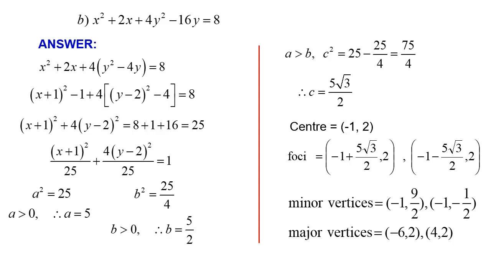K is 2. So 2 minus 5 over 2, and the other one, 2 plus 5 over 2. So we got -1 over 2 and 9 over 2. Okay, so this is for the minor vertices. Right, so for major vertices, the change here is x. The center here is -1, so -1 plus 5 and -1 minus 5. Okay, so that's it for this video. Don't forget, there's still another video where we discuss example 3.